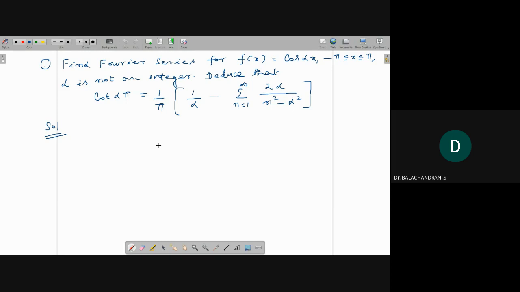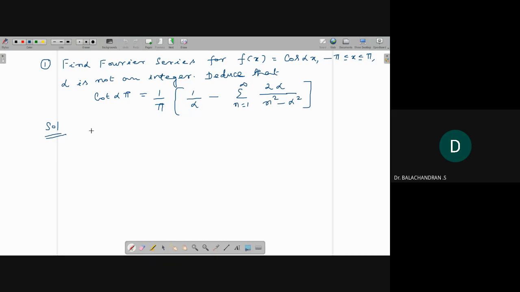Find the Fourier series for f of x equal to cos alpha x, x lies between minus pi and plus pi. Alpha is here not an integer, so that is very important. Deduce that cot alpha pi equals 1 by pi into 1 minus alpha minus summation n equal to 1 to infinity 2 alpha by n square minus alpha square.